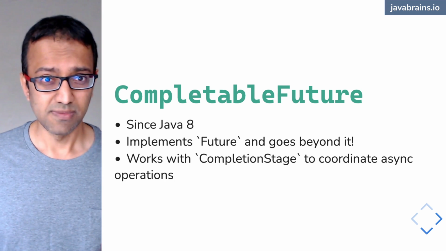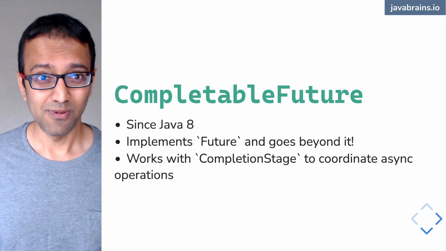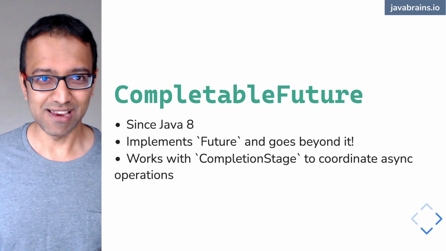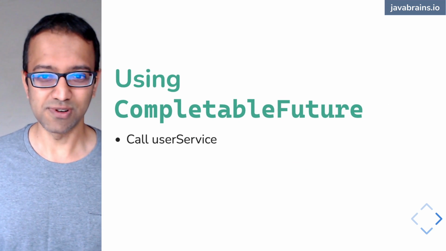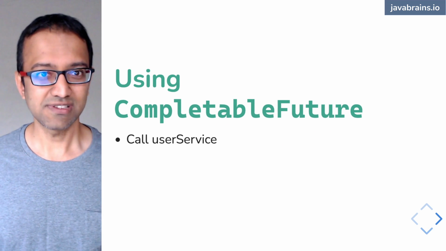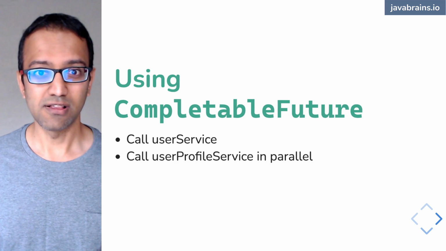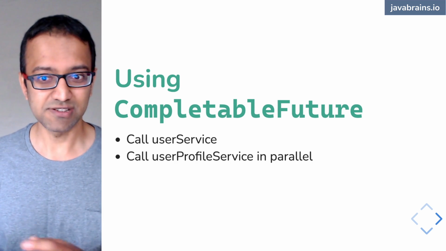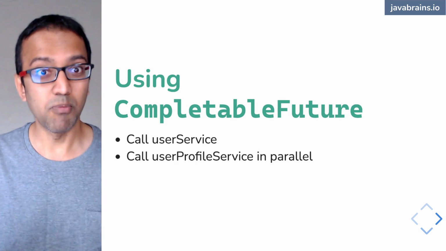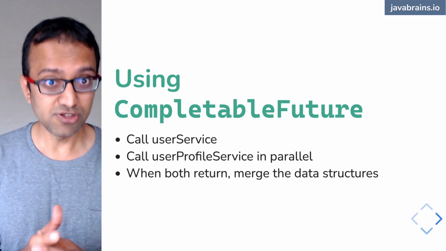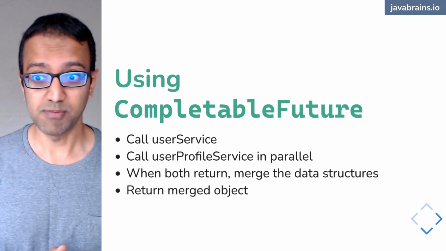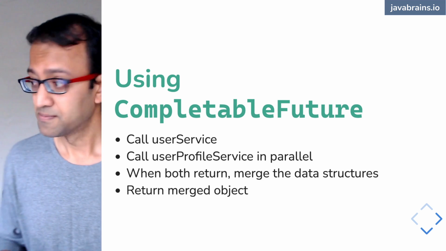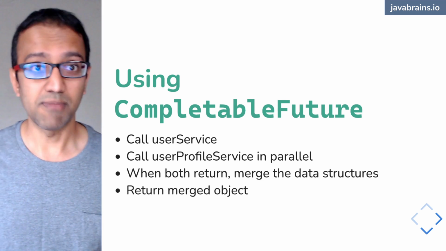So this is possible. Now, what does it look like to use something like this in a Java controller? Using CompletableFuture, you call the user service as an async operation. You call the user profile service as another async operation. They happen in parallel, and when they both return, you merge those two data structures and return that merged object from your controller. You chain the futures and combine the result of the two futures.